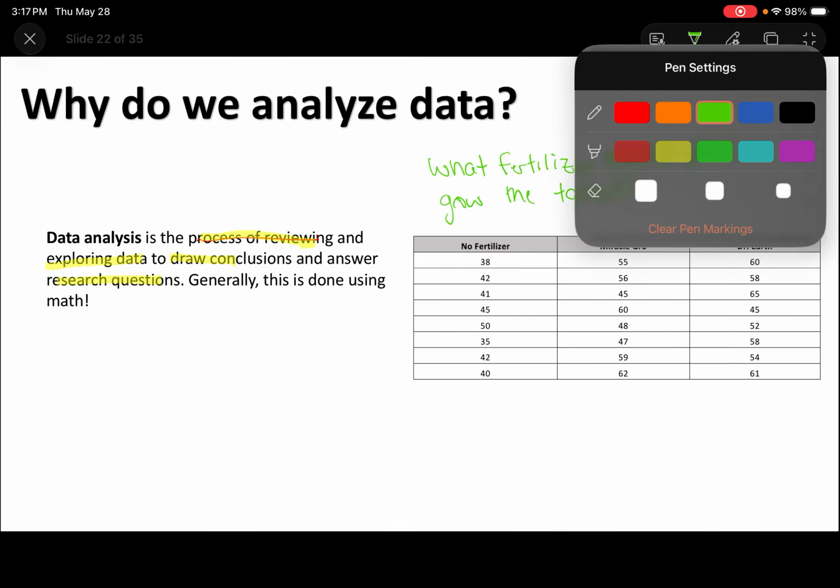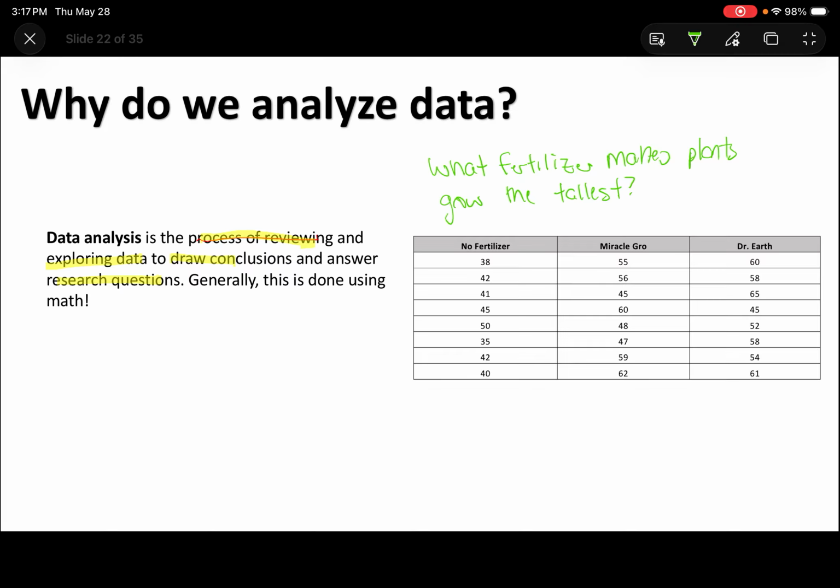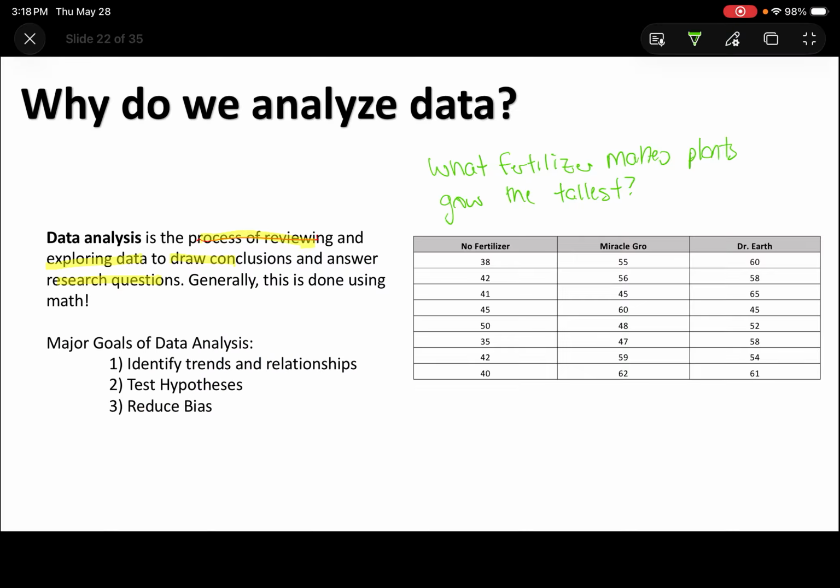And I get a bunch of different numbers, right? It can be hard to look at these numbers and tell me which one's the best. Try it right now. Try to look at these numbers and tell me which one is better than the other. It's hard to, because you're just looking at numbers. A big part of data analysis is taking these numbers and turning them into something usable that we can actually see. And there are three main goals of data analysis.